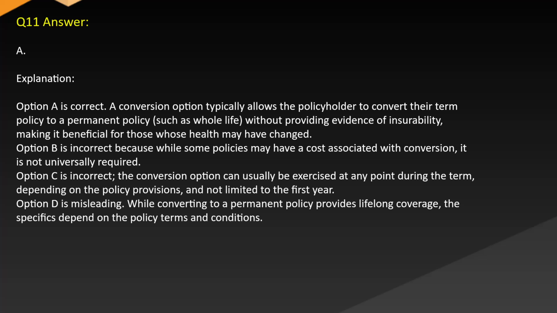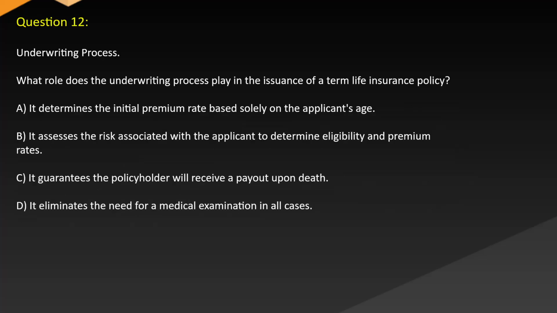Option B is incorrect because while some policies may have a cost associated with conversion, it is not universally required. Option C is incorrect. The conversion option can usually be exercised at any point during the term, depending on the policy provisions, and not limited to the first year. Option D is misleading. While converting to a permanent policy provides lifelong coverage, the specifics depend on the policy terms and conditions. Question 12. Underwriting process.